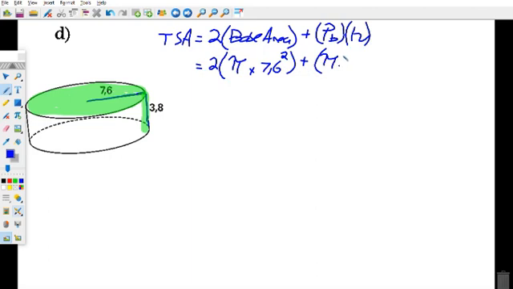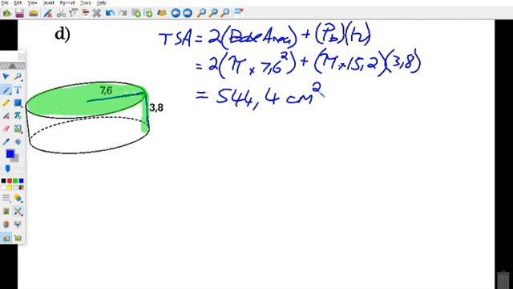7.6 is the radius. So what is the diameter going to be? Yes, that's right, 15.2. Then multiplied by my height of 3.8. Plug that in the calculator and tell me what you get. You're going to get 2 times pi times 7.6 squared plus pi times 15.2 times 3.8, and you're going to get 544.37, which to 1 decimal place is 544.4 centimeters squared.